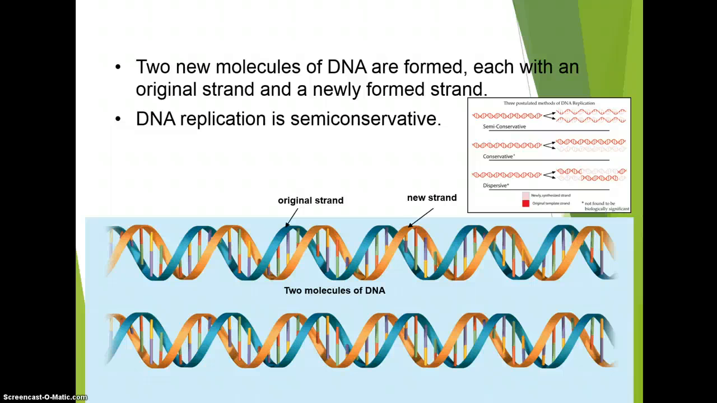Two new molecules of DNA are formed, each with an original strand and a new strand. And DNA replication is semi-conservative. Semi-conservative means that it somewhat saves what it's already given, meaning that it has one new one and one old one, so it conserved one old one and only made one new one instead of making a whole new set. Makes sense?